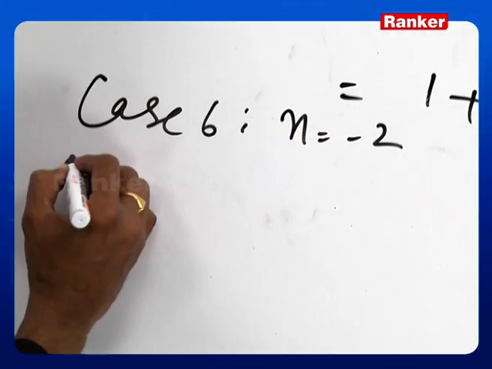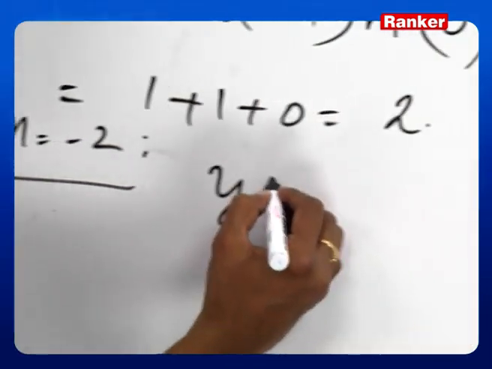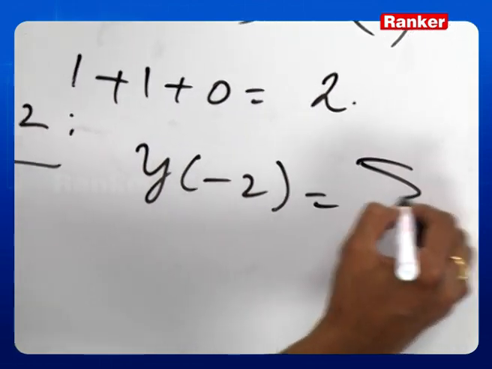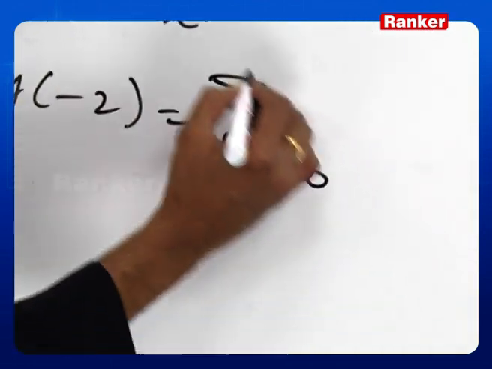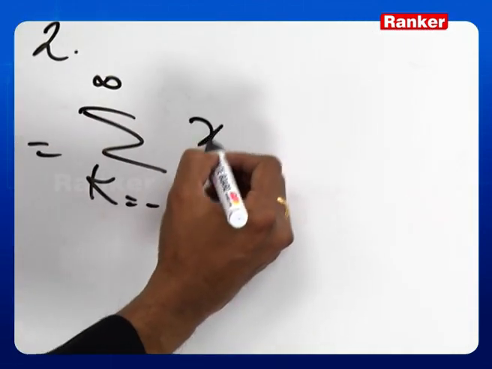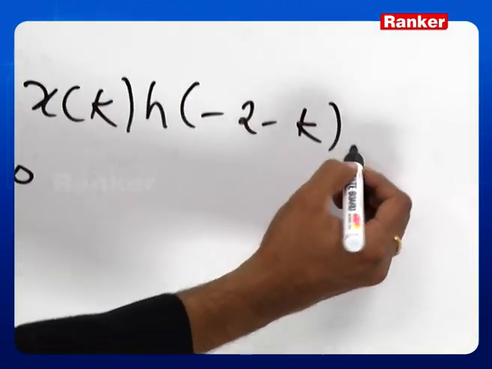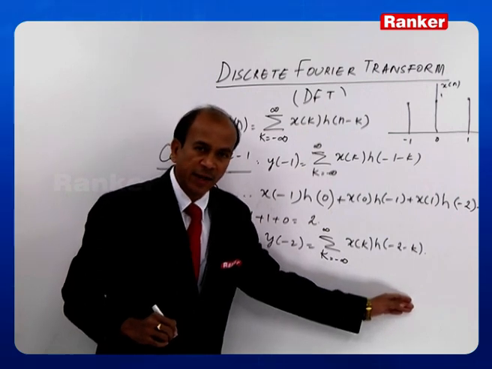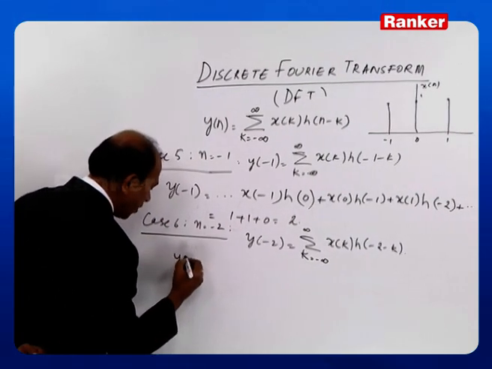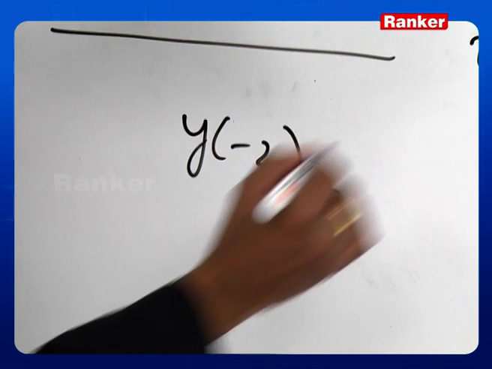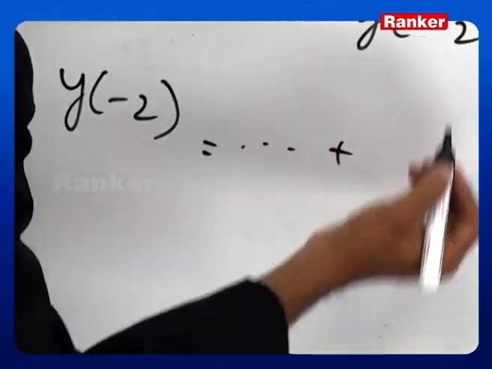n is equal to minus 2 here. So, y of minus 2 will be equal to the summation over k from minus infinity to plus infinity of x of k, h of minus 2 minus k. So, let us see how much is this value. Okay. So, y of minus 2 for us is like this. So, let us start the summation again.